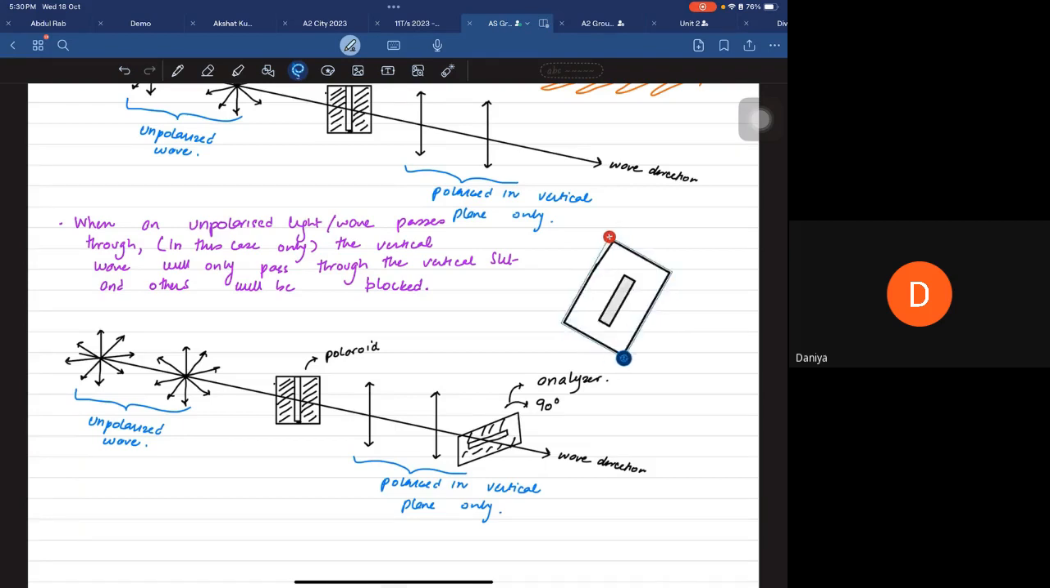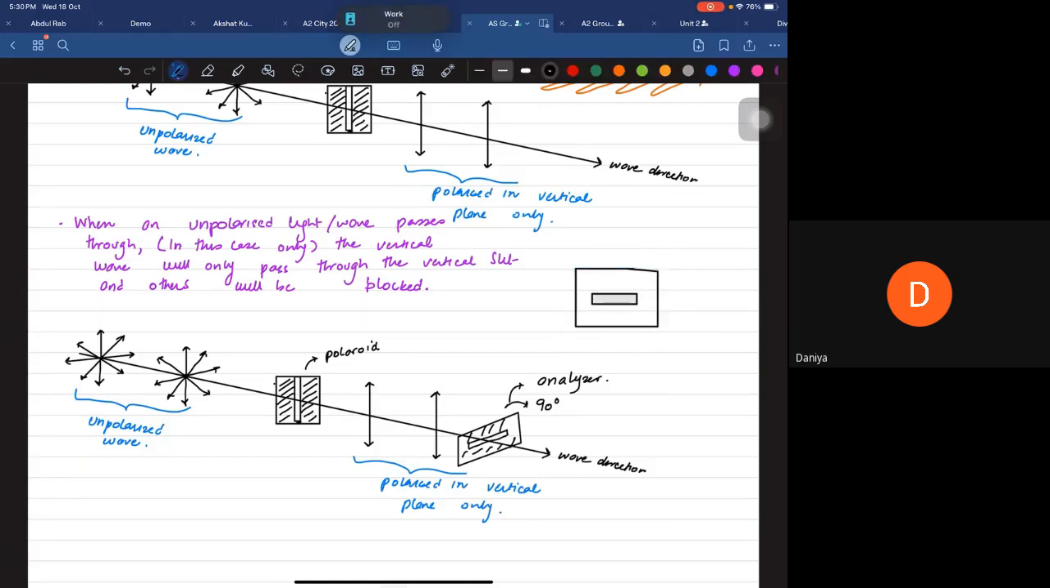Now, when it is vertical, all the vertical waves are passing. But as I keep on rotating, the vertical part will start cancelling. And when I've completely rotated to 90 degrees, then I would see no wave, because it's completely horizontal, so no wave is now seen, only darkness. Is it clear? Yes. Everything is now blocked.